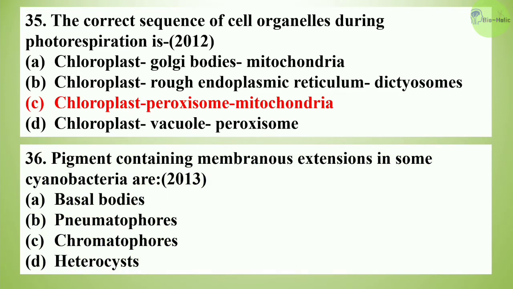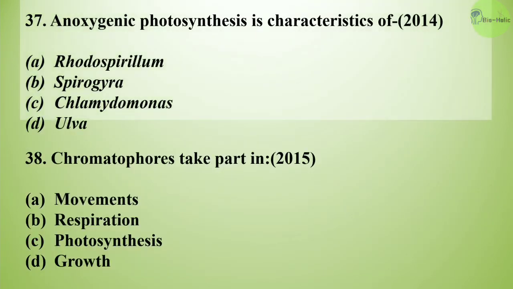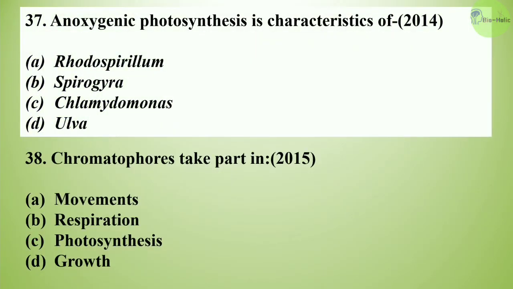Next is pigment containing membranous extensions in some cyanobacteria are basal bodies, pneumatophores, chromatophores, or heterocysts. Chromatophores will be the answer that contains pigments. We discussed about the oxygenic photosynthesis.